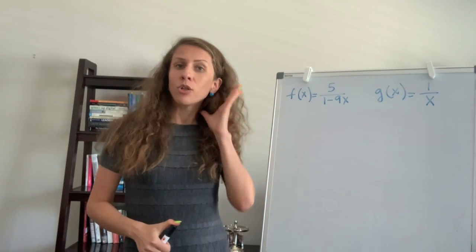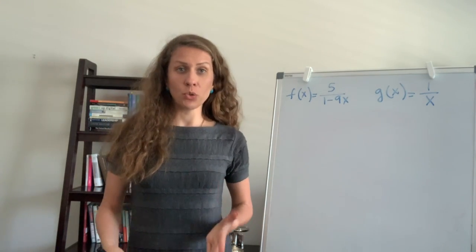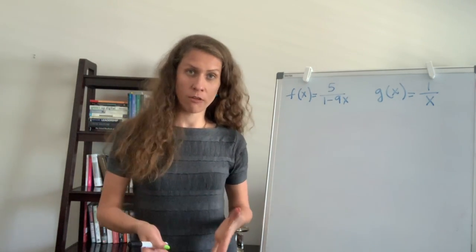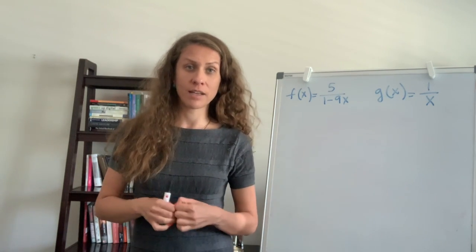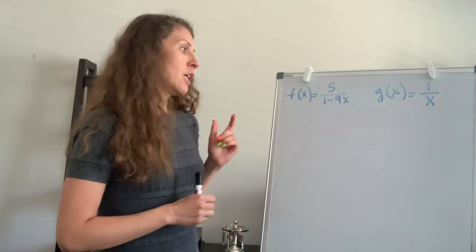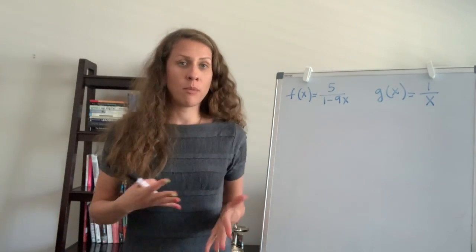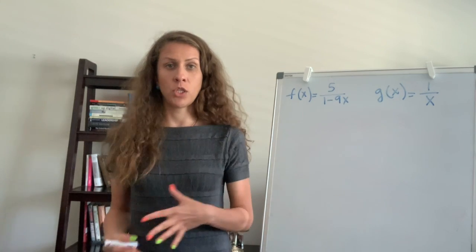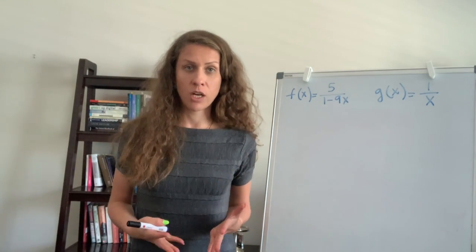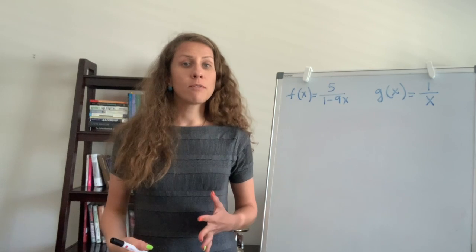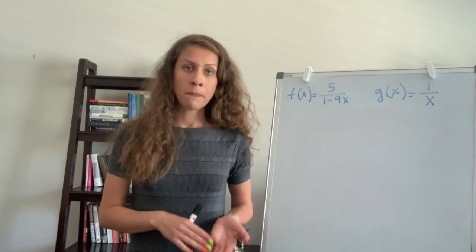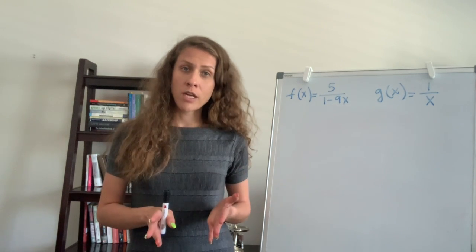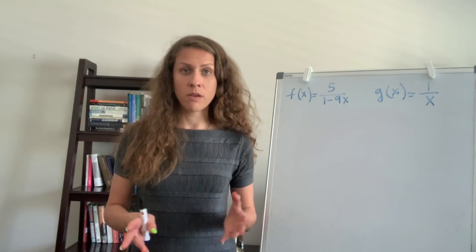Okay, let's now look at another example. We have these two new functions. Each one is a rational function, meaning it has a fraction with an x in the denominator. We need to find the composition f with g and then g with f, and the domain of each composition. But to be able to find the domain of the composition, I have to know the domains of the original functions. Since they are rational functions, we need to remember that the denominator should never be 0.